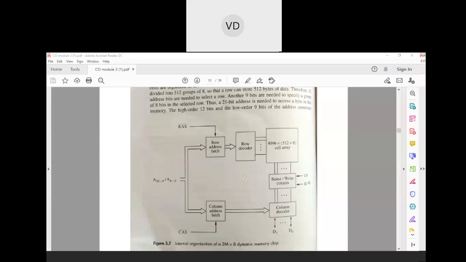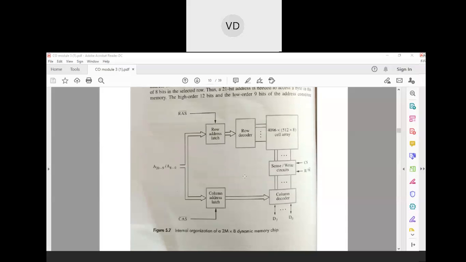And we have also seen the block diagram yesterday, how we are going to read the data, wherein we had a 4K into 4K organization. So each row consists of 4096 cells, and columns also 4096, but they were divided into 8 groups of 512 bytes. So first group, second group, third group, like this 8 groups were divided, 4096 divided into 8 groups, each of 512 bytes of data.